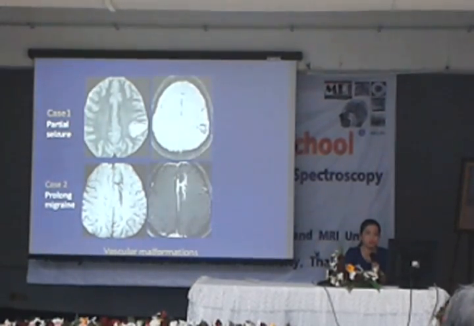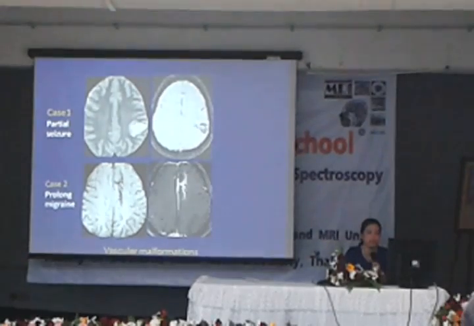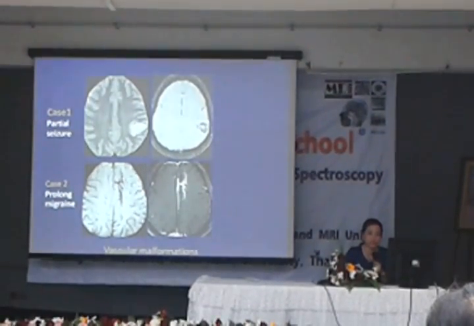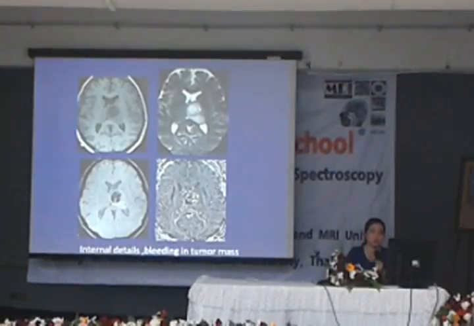And this sequence is very helpful to identify vascular malformation. For this case, the patient had seizure, and we see an abnormal vessel at the brain cortex. And in this one, the patient presented with a prolonged migraine, and we see an abnormal venous structure here, and SWI can identify the lesion. And also in brain tumor, SWI can see displacement of the venous structure by the mass, and also see the internal hemorrhage in the tumor mass.